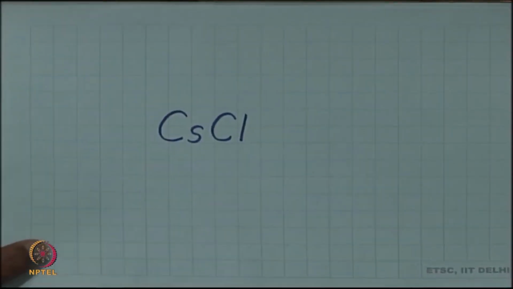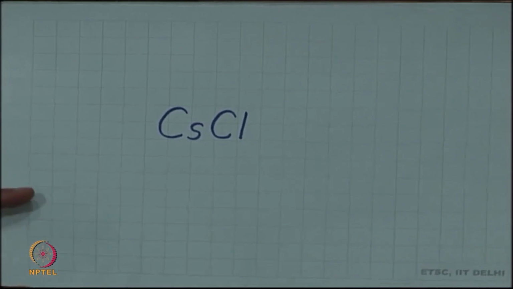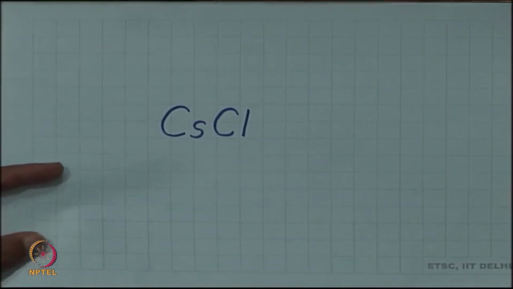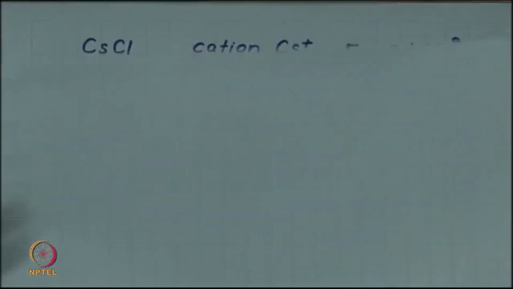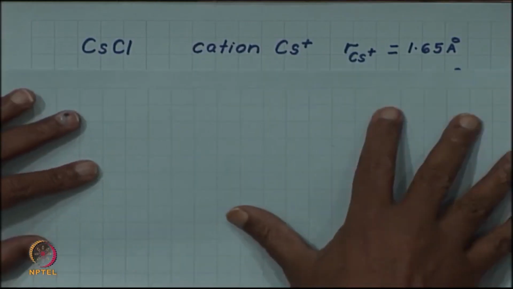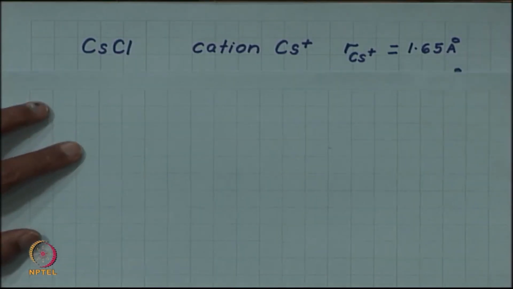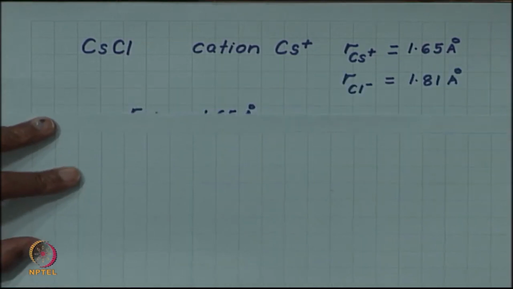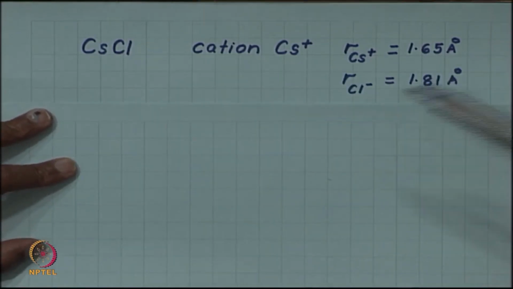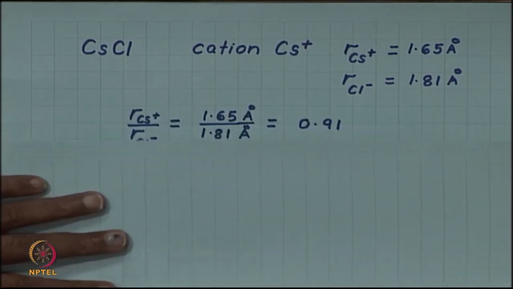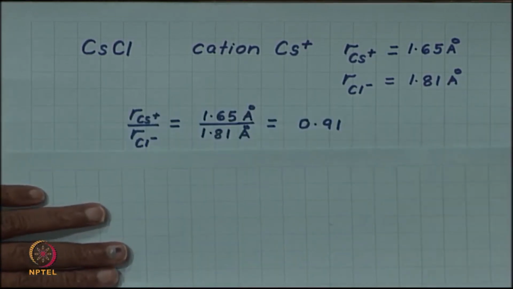Let us now look at another ionic compound, cesium chloride. This is also a very important structure, and many equiatomic compounds have this structure. So, let us look at cesium chloride. The cation here is cesium plus with a radius of 1.65 angstrom, and the anion is the chloride anion, 1.81 angstrom. So, the radius ratio works out to be 0.91.